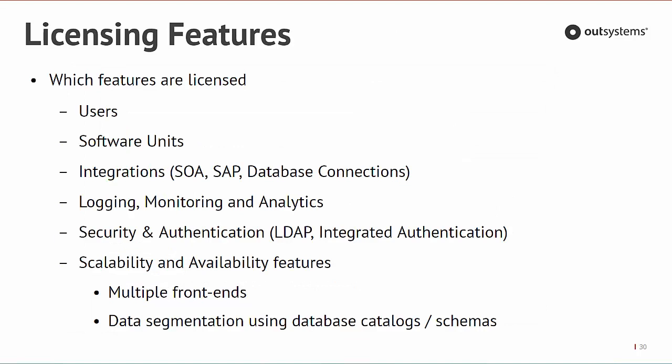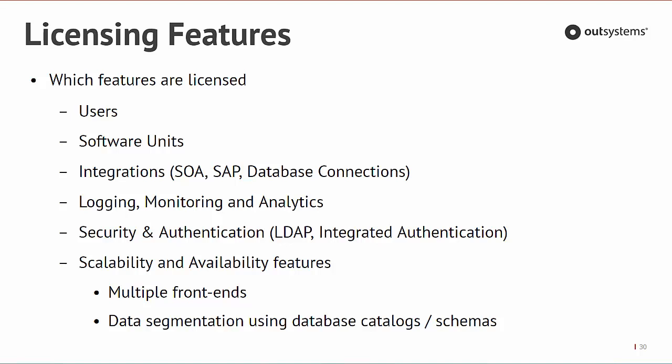And the kind of things that are licensed: users, and these can be end users, so application users, or development users. There are two different settings for these, so two different licensable features. Software units or application objects, integrations, logging, monitoring, and analytics might be different depending on the license. For instance, if you go to your personal environments, analytics is not licensed.